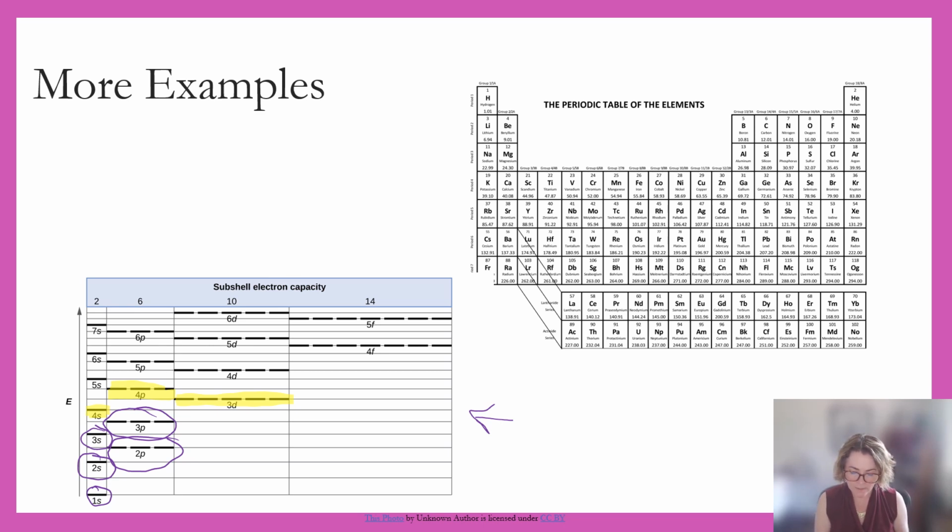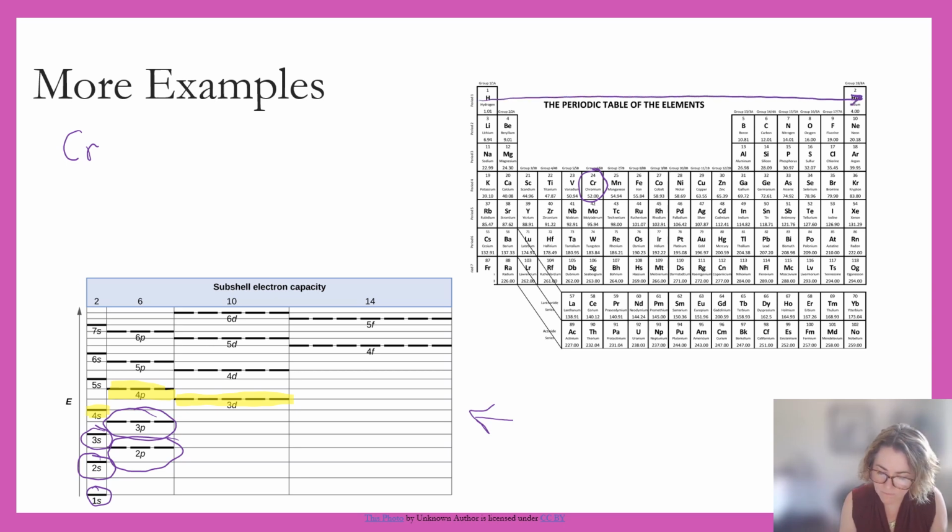All right, so I want to do an example so that you can see how we incorporate the D block when we are doing configuration. What I want to do here is talk about chromium. So we are going to do the electron configuration for chromium. And again, I want to start right from the beginning, right? I'm going to start in energy level 1. So I'm going to go all the way across and completely fill that up.